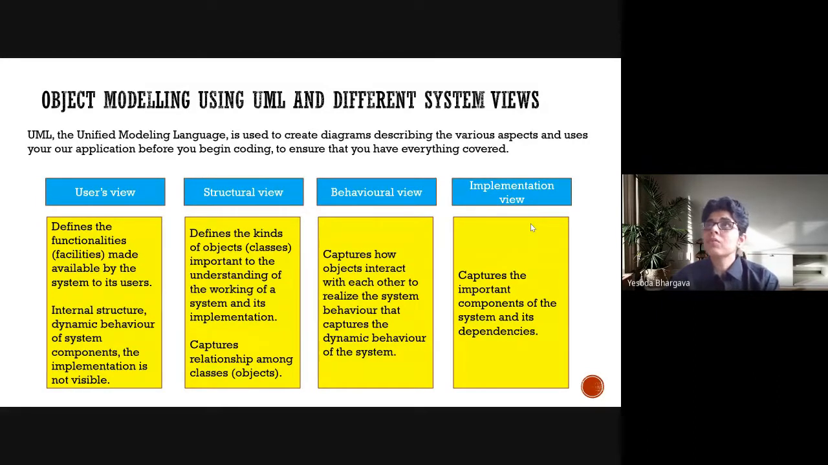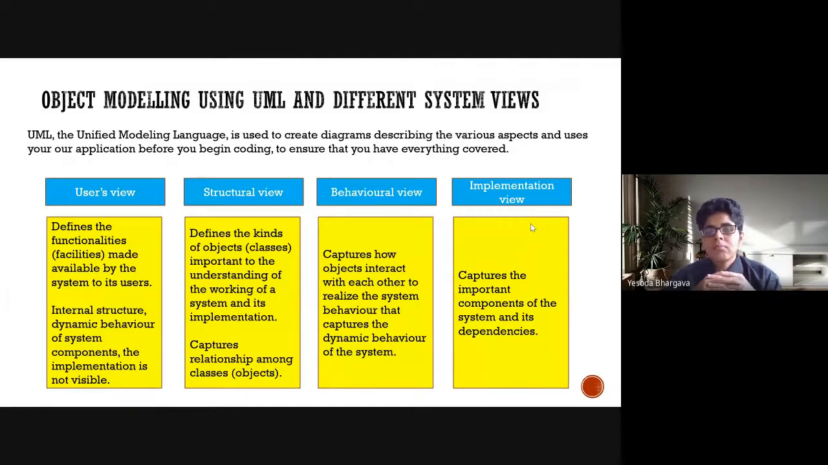In behavioral view, it is more of a dynamic view of the system. So how your system is behaving with triggers and actions. So it's basically a part of a dynamic view of your system. And lastly, in implementation view, you capture the important components of the system and its dependencies. So an advanced class diagram could qualify as an implementation view.